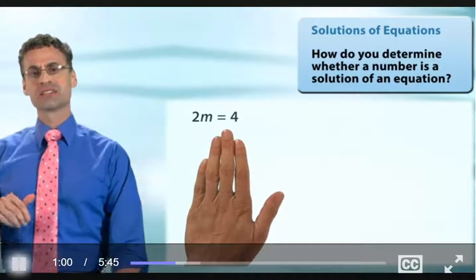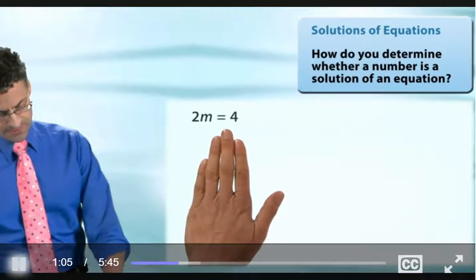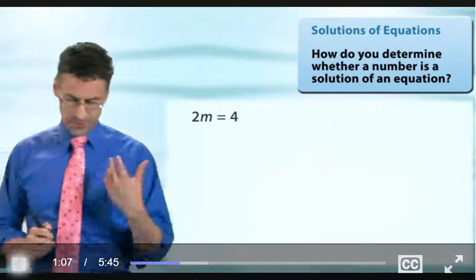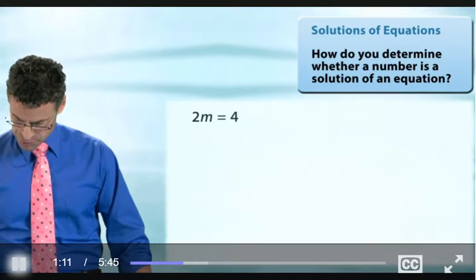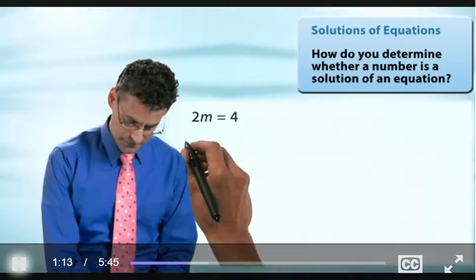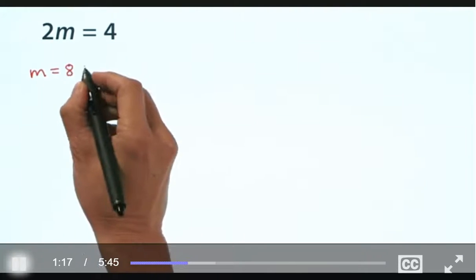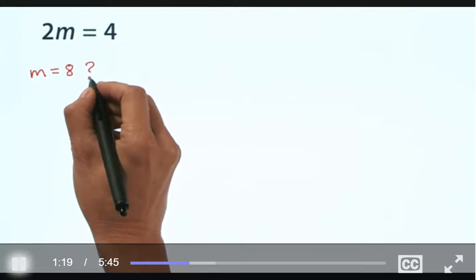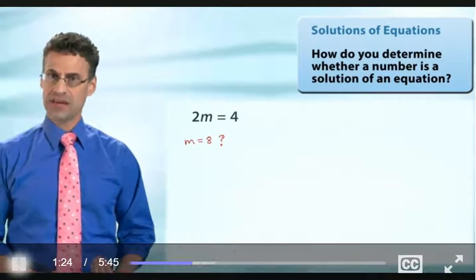Let's describe Jason's error and see if we can actually give a correct solution. So his guess was that m should equal 8, that's the solution. And the question we have is, do we agree or disagree? Well, there's an easy way to check to see.